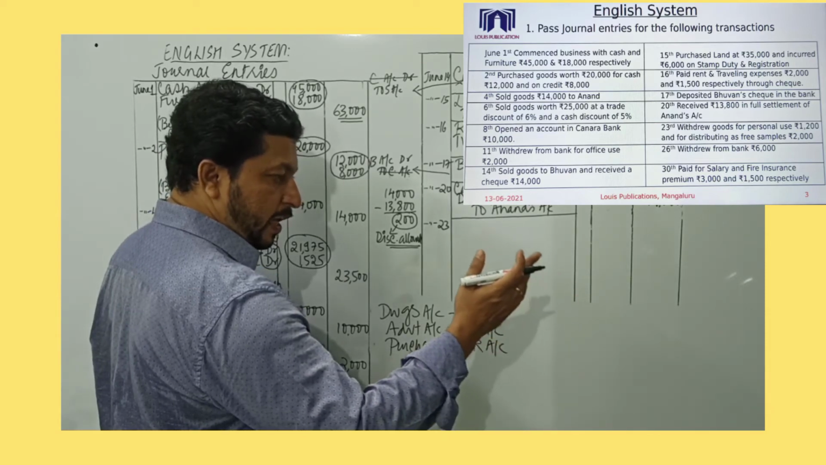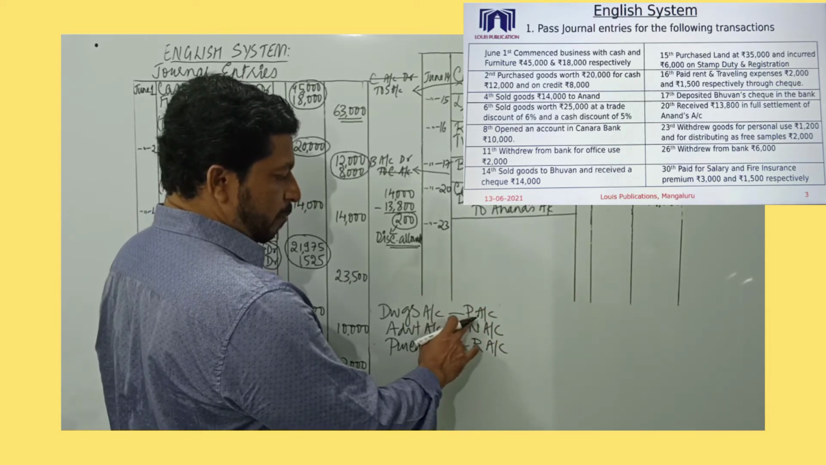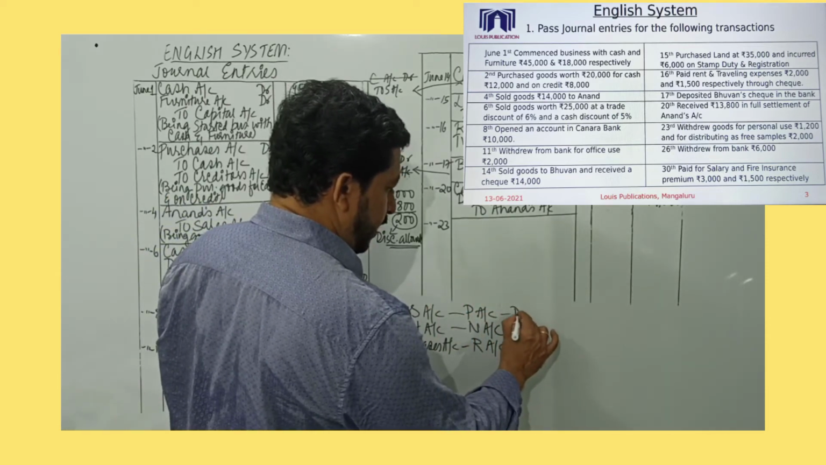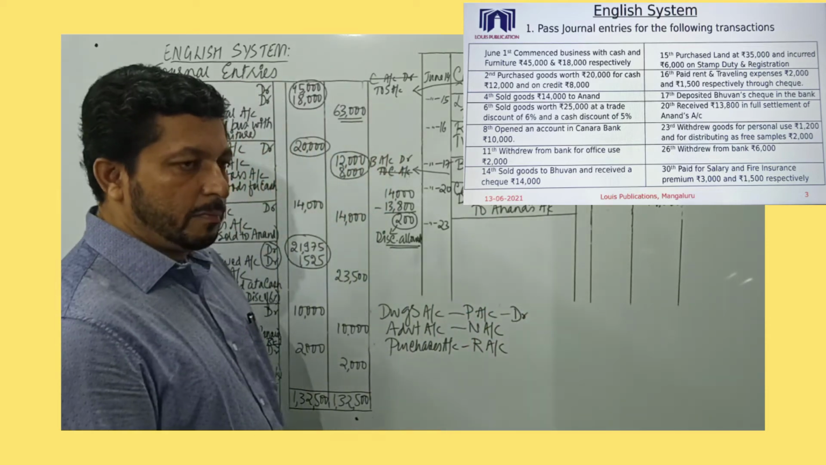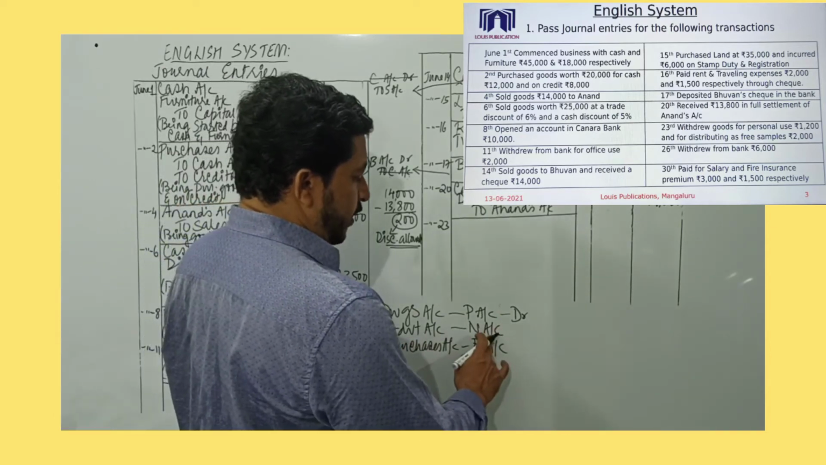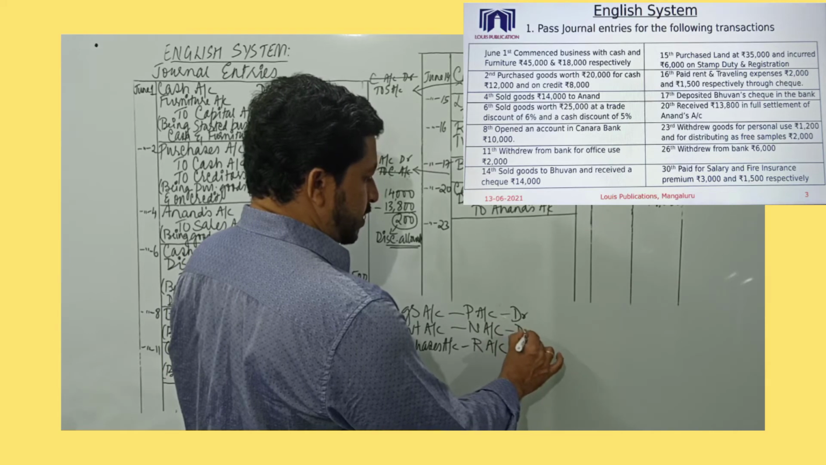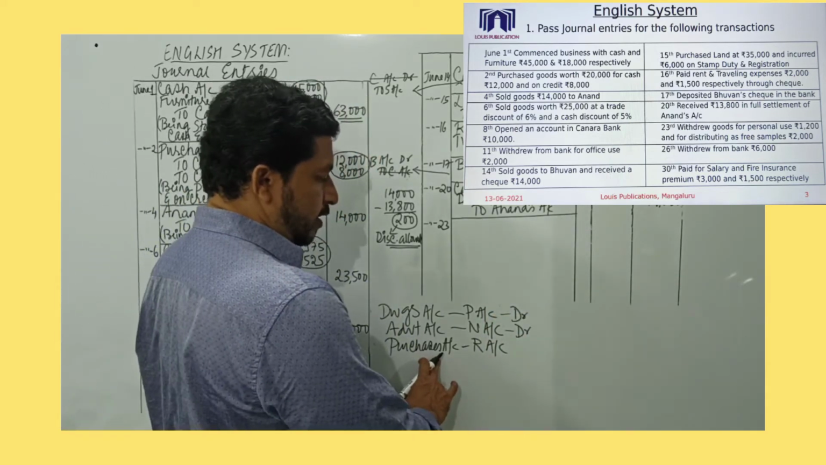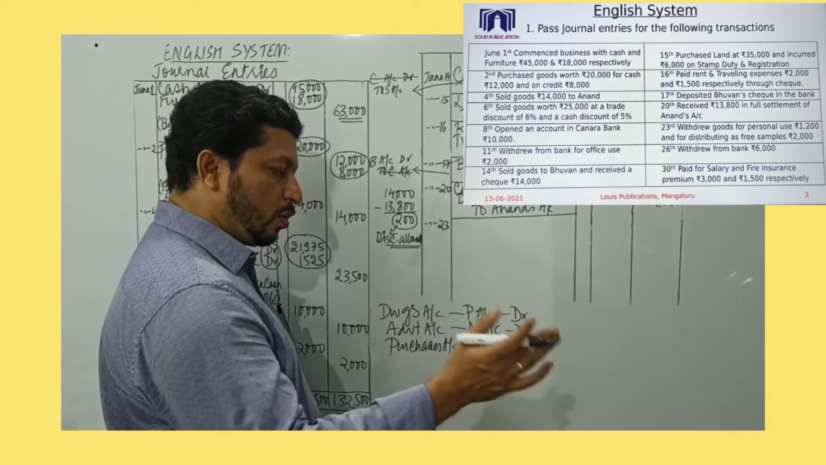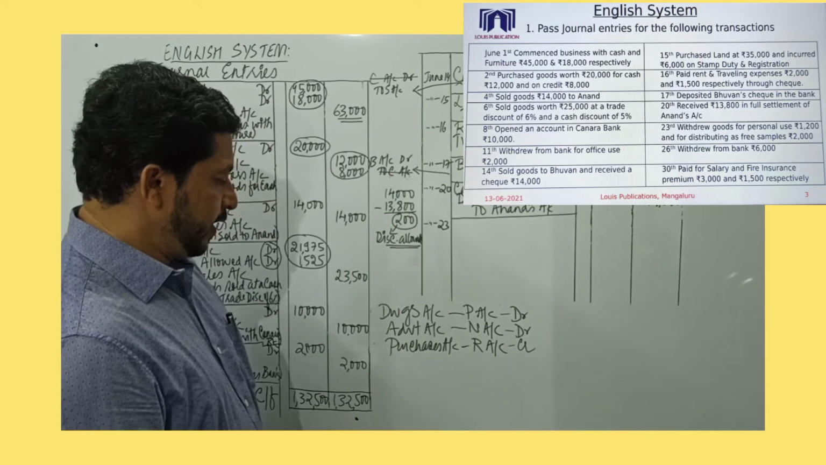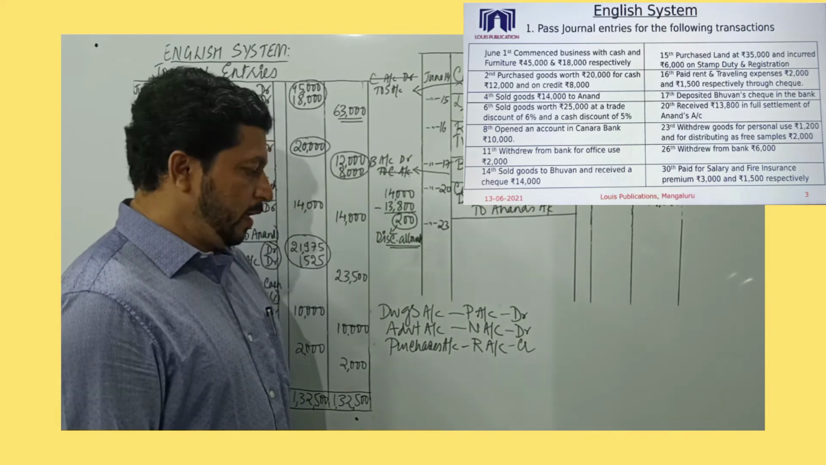So when the businessman is withdrawing goods, businessman personal account is the receiver of benefit. So debit the receiver of benefit. Businessman is receiving goods. Advertisement nominal account is an expense, so debit all expenses and losses. And purchases, when goods are being withdrawn, goods are going out, so purchases account will be credited.